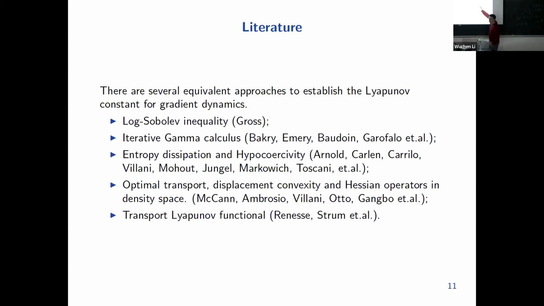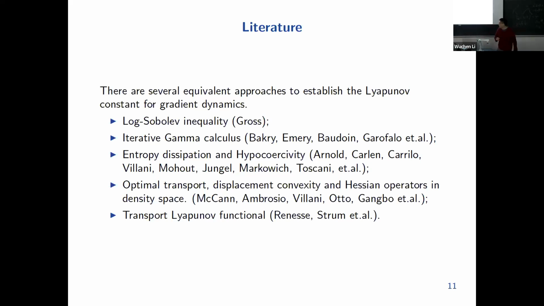Then how do we compute the negative log concavity? It is so-called iterative gamma calculus. It's just a way to derive the convergence rate. It's by Bakry, Emery, Bretagnolle, and Gaffney-Fellow, and so on and so forth. Now, for general dynamics, for nonlinear PDE, people also studied it before, so-called entropy dissipation and the Hessian of the entropy.